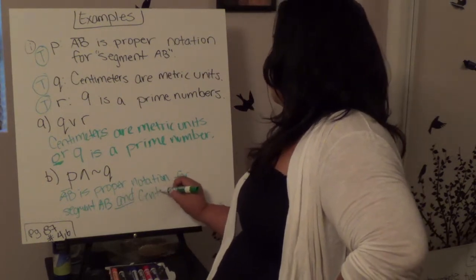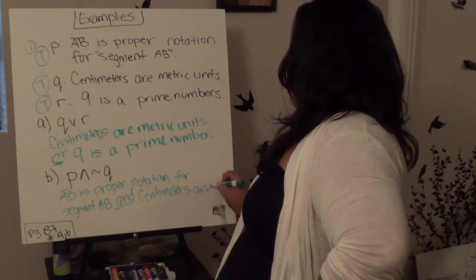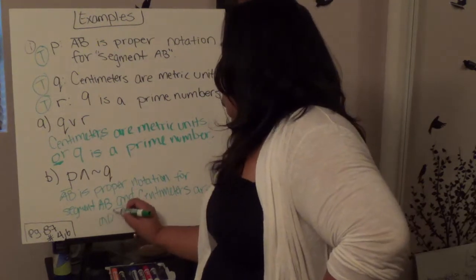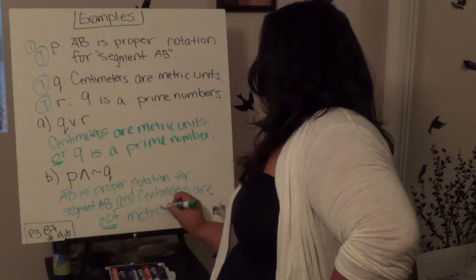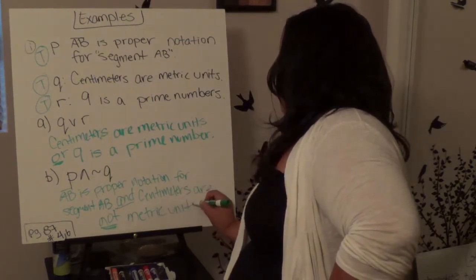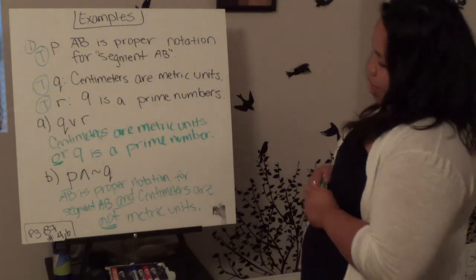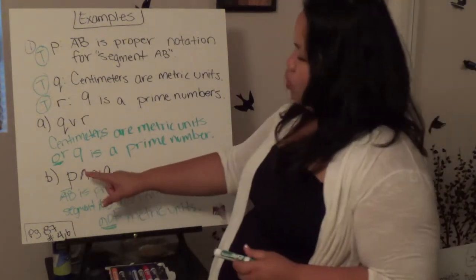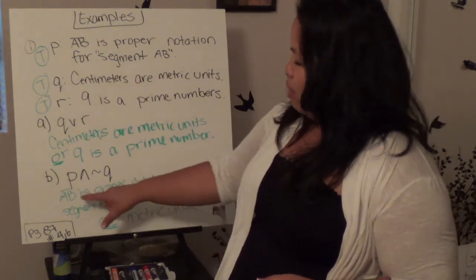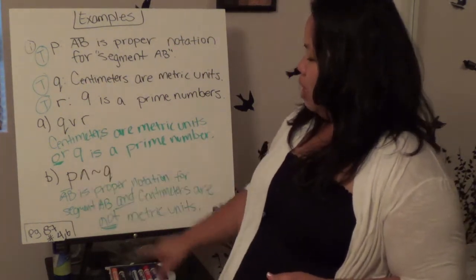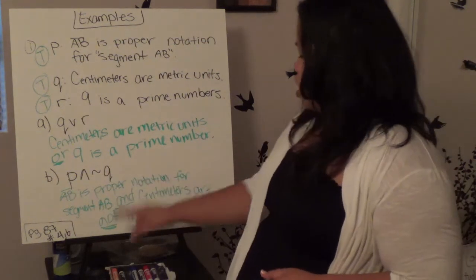Centimeters are, and because it's the negation, I'm going to put the word not, metric units. Right? So this is read P and not Q. So AB is proper notation for segment, that's P. The word and, not Q. Not centimeters are not metric units.